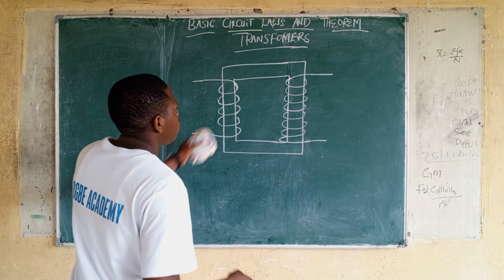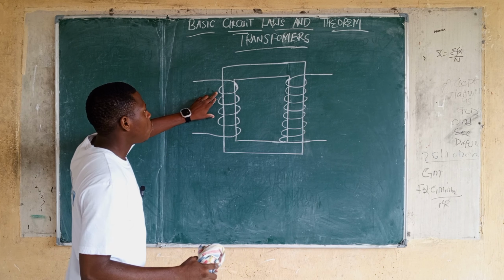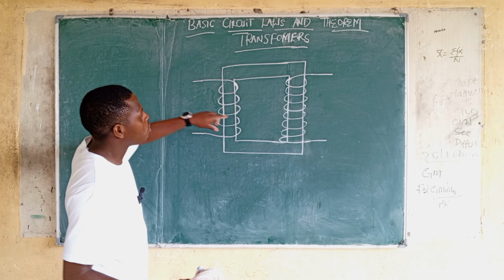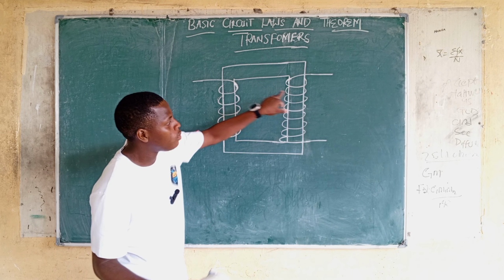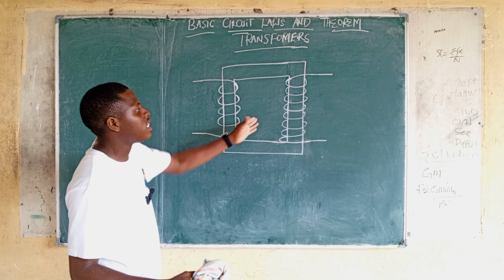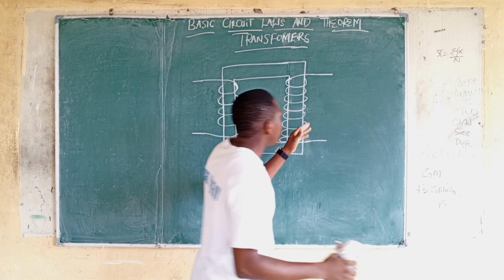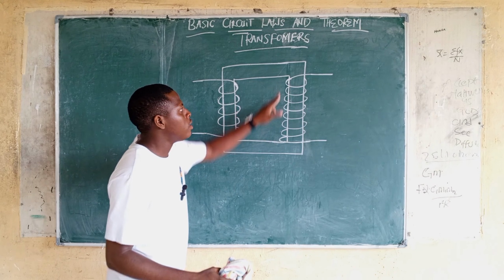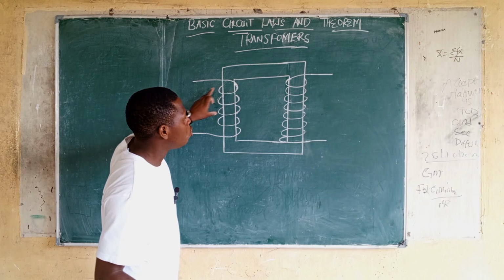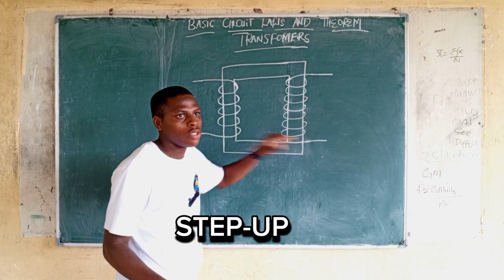So if you look at this transformer, the first thing you notice is your windings. You can see that this side of the windings is very small, while on this other side, the windings are more. So which transformer is this? Is this a step up transformer or a step down transformer? Now the first thing that should come to your mind is that your secondary windings are greater than your primary windings. So this is a step up transformer.